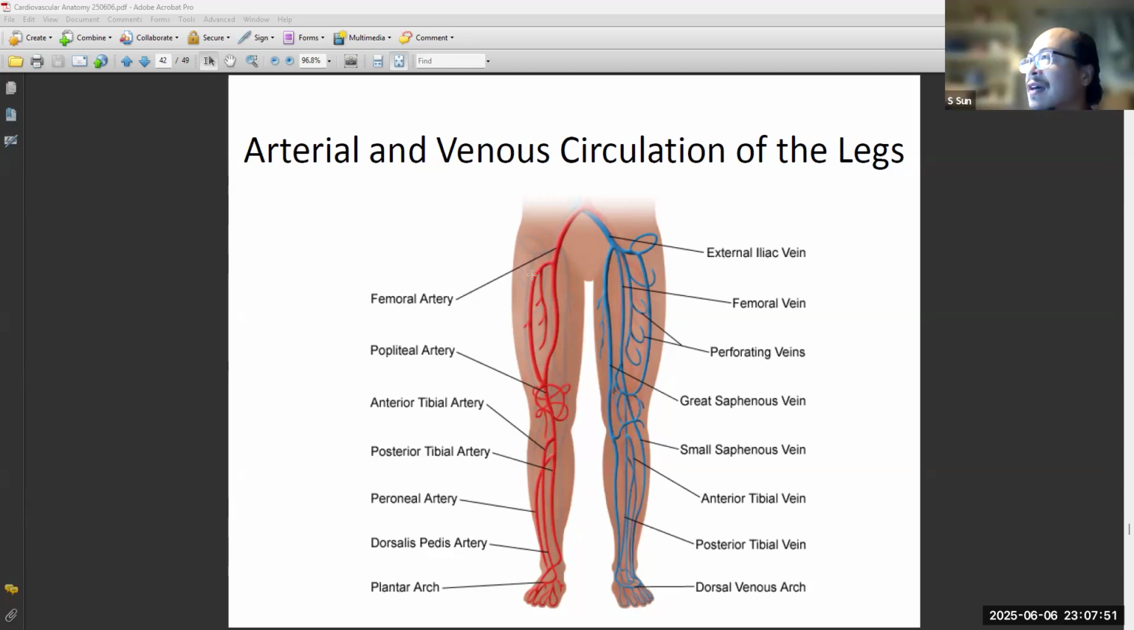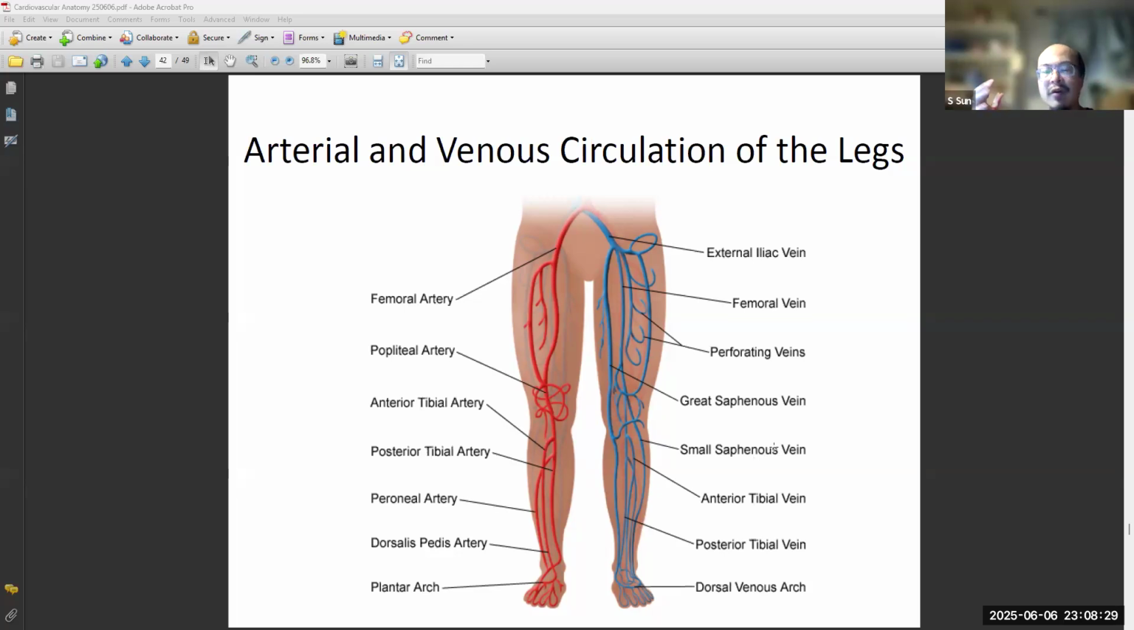For the veins, you can see that veins go side by side with it. You have the femoral veins, you have the deep femoral veins, but we also have superficial ones. So the superficial ones in the legs are here, this one. Or you can see it here, this one, the great saphenous vein. Down here, in addition to the great one, you have an additional one here. This is called the small saphenous vein. So those are the superficial ones.